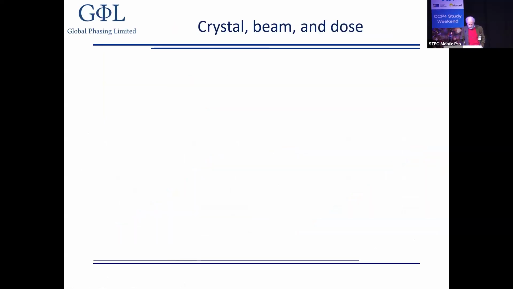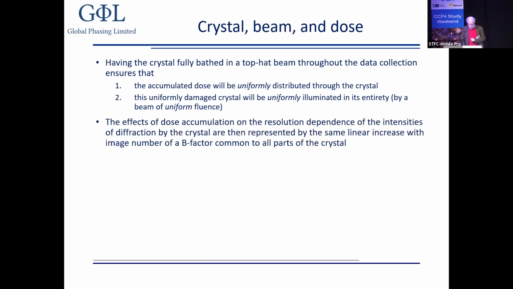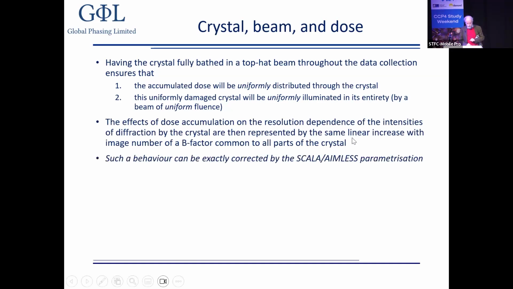So that is crucial because when you have, as you have on Gleb's beamline and hardly anywhere else, a top hat beam of adjustable size while remaining top hat, and you can bathe a large crystal in it, or a crystal in it, then the accumulated dose in the crystal will be uniformly distributed throughout the crystal. There won't be any hotspot being burnt in one place and fresh crystal outside. Everything is uniform. And that uniformly damaged or radiation modified crystal, you are then uniformly illuminating with that beam. That means that the accumulation of dose, in fact, gives rise to an increase in B factor, which is common to all parts of the crystal.